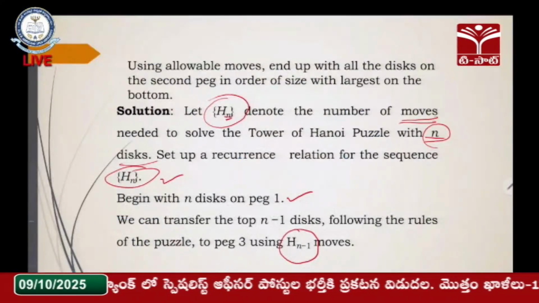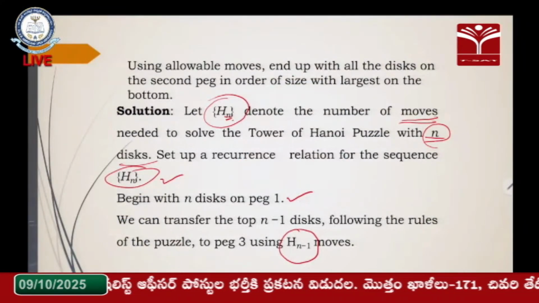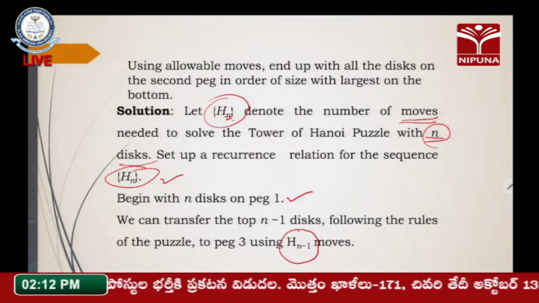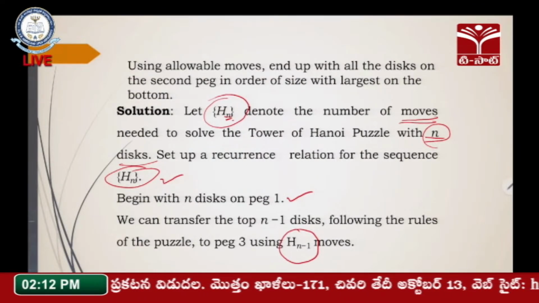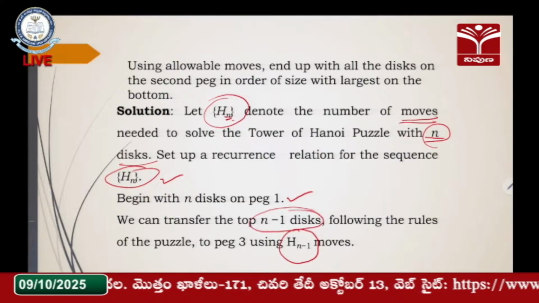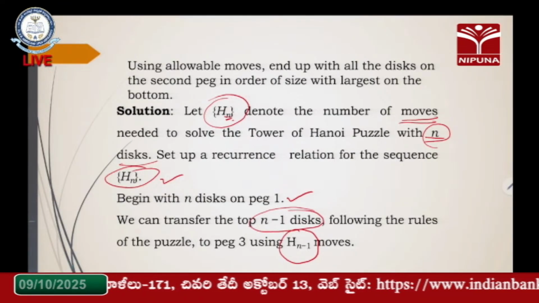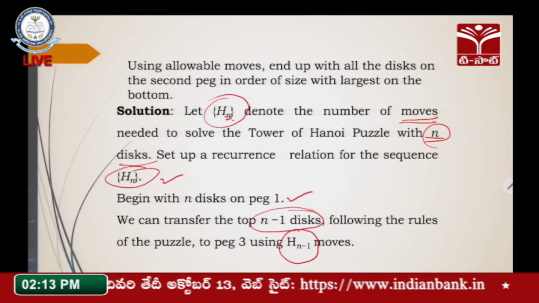We move these n minus 1 disks to peg 3 using how many moves? Hn minus 1 moves. Why Hn minus 1? We already denoted what Hn is: the number of moves to move n disks. Now we are moving only n minus 1 disks from the first peg to the third peg. In how many ways?